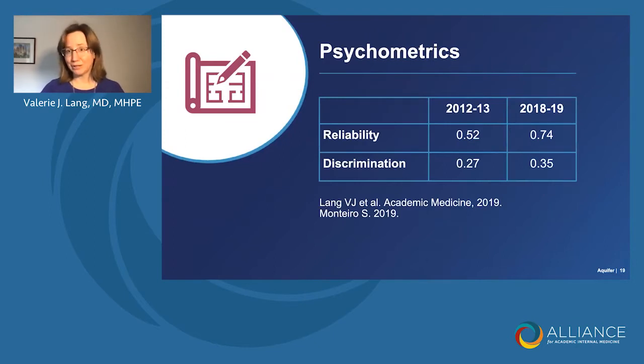We performed psychometrics on this as well. For the initial validation study, it had a reliability of 0.52. So that's consistent with what you might use with a moderate stakes exam, but not a high stakes exam. We've since done some reviews and updates, and that has increased to 0.74, which is closer to what you would use with a high stakes exam.